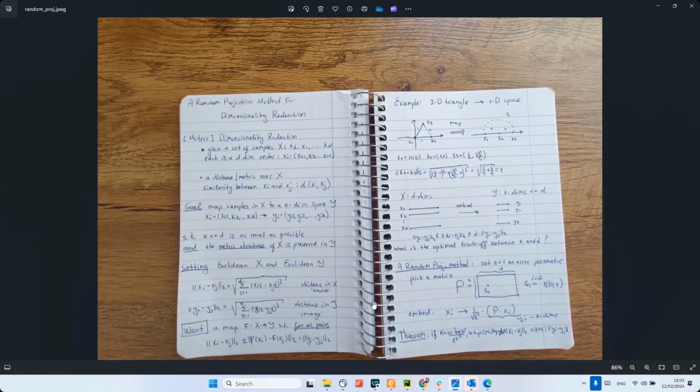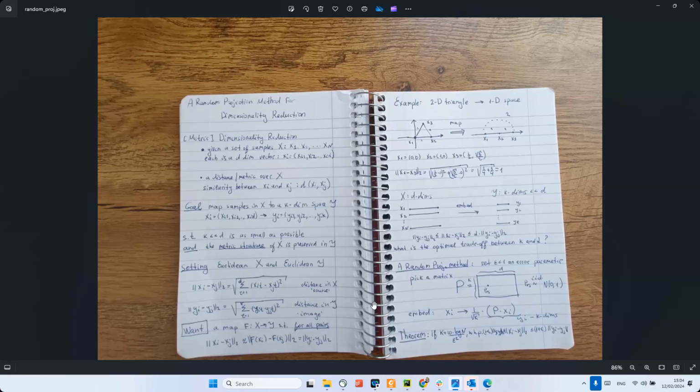So what do we want? What is this topic? We're going to talk about metric dimensionality reduction, because there are many types of dimensionality reduction, but we will set ourselves to metric dimensionality reduction. So what is metric dimensionality reduction? First of all, we are given a set of samples, X. It consists of n points, x1, x2, ..., xn. So we are talking about finite sets of samples.